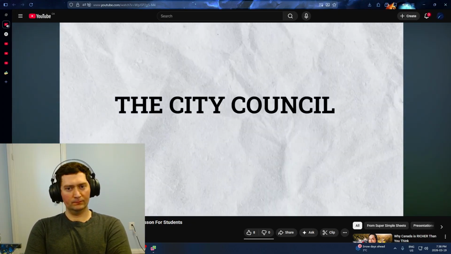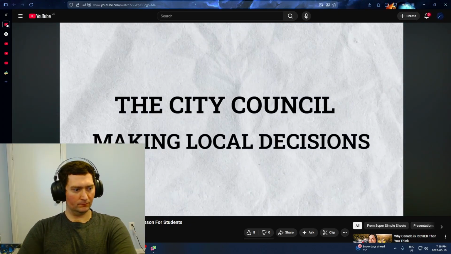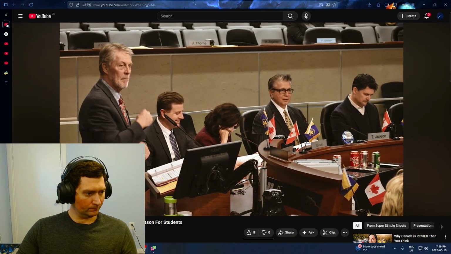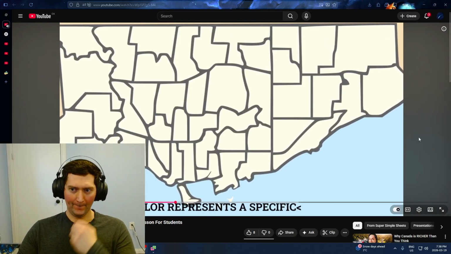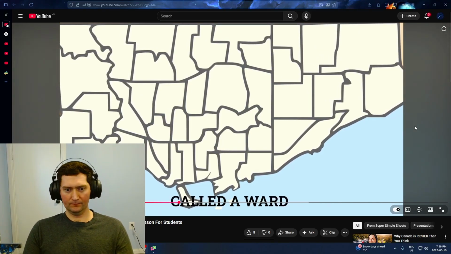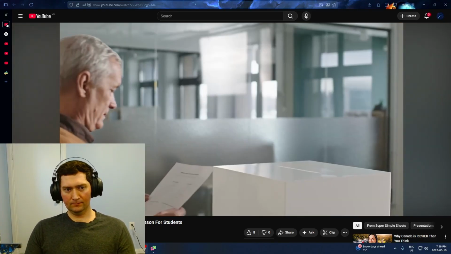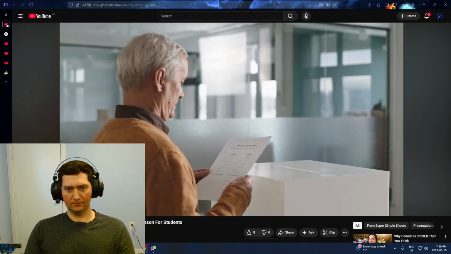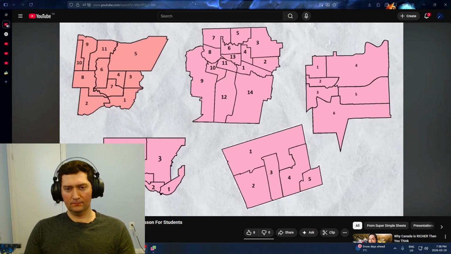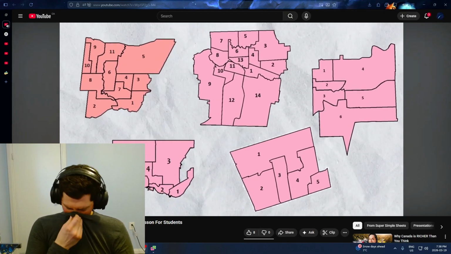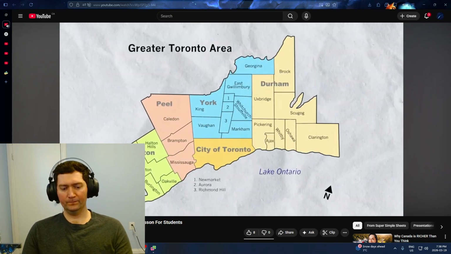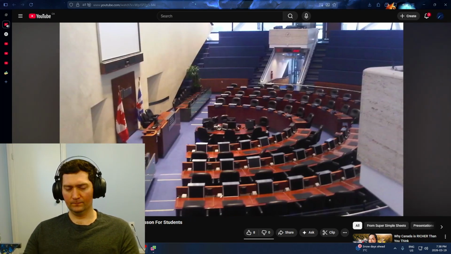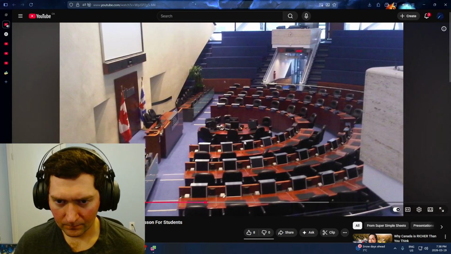The City Council, making local decisions. The City Council is a group of elected representatives called councilors. Each councilor represents a specific area of the city, called a ward. People in each ward vote for their councilor just like they vote for the mayor. The number of councilors depends on the size of the city. Large cities have more councilors, while smaller towns may only have a few. City council's main job is to debate.